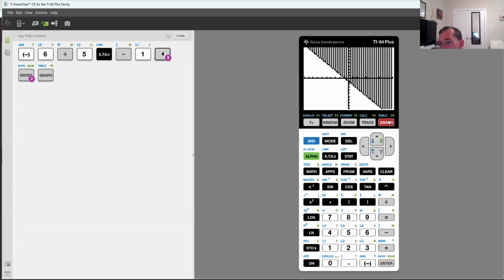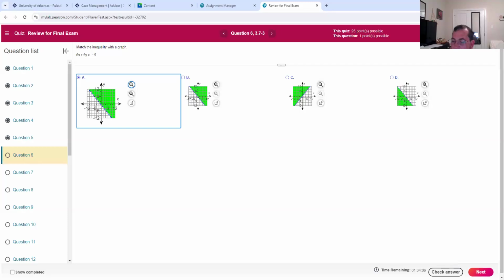Now, y'all, the only thing the graphs don't do is make the dashed lines and the solid line. So you still got to remember, if it's greater than without the equals under it, that's got to be dashed, okay? All right, y'all, so we went with A, then we go to next.